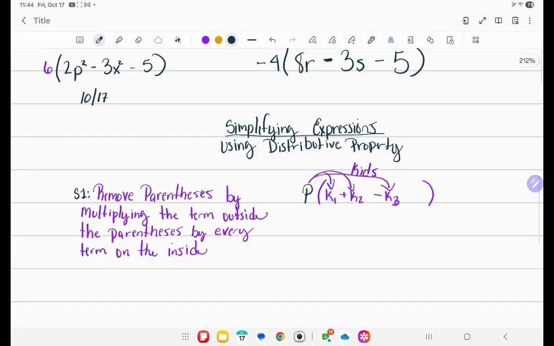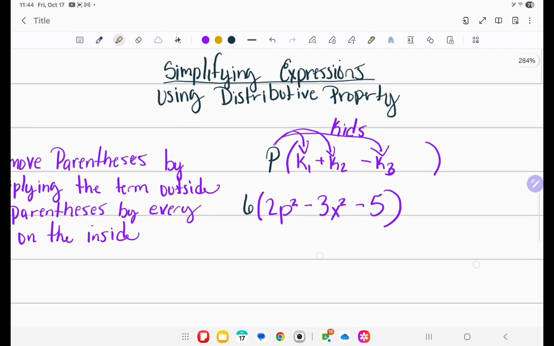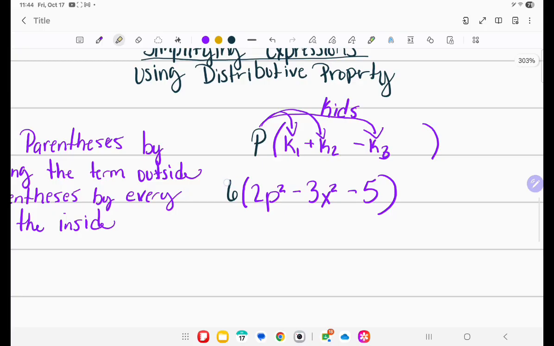For instance, 6 times 2p squared minus 3x squared minus 5. In this expression, who is the parent? 6 is the parent. How many kids does she have? She got 3. And she got to whoop every one of them.